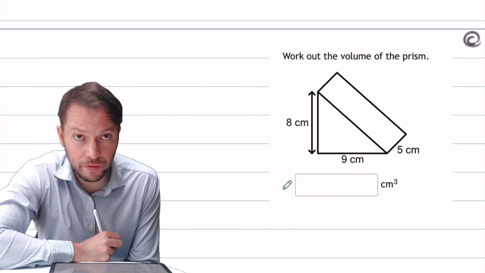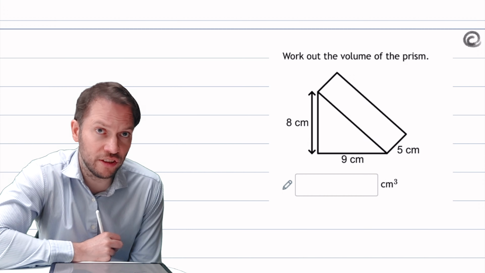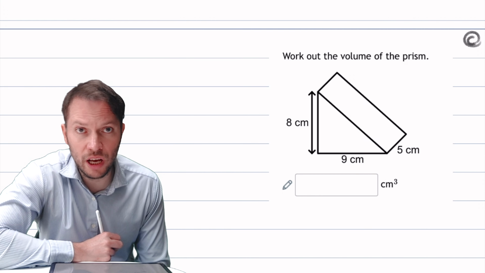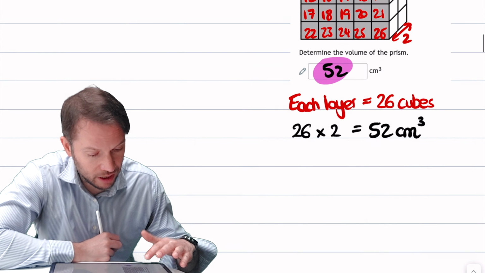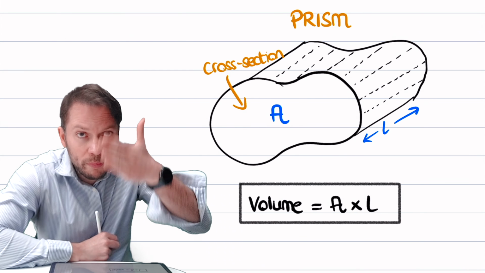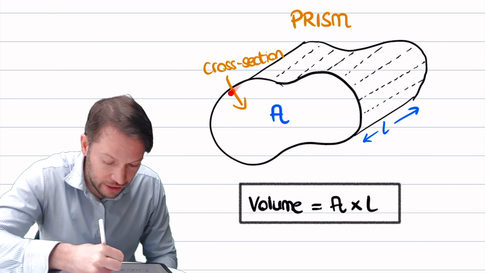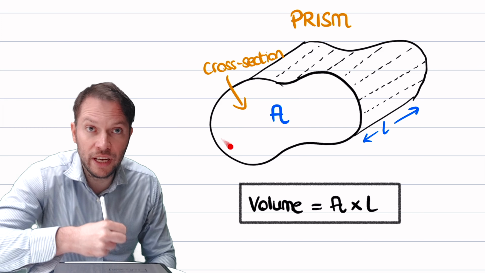Hi, in this video we're going to find the volume of a prism where we have to find the area of the cross-section ourselves. Now just to remind you what a prism is, if I scroll back up, it's a 3D solid such that wherever you chop the solid, you see the same shape on the end. And you're going to see this particular shape here, and that is known as a cross-section.